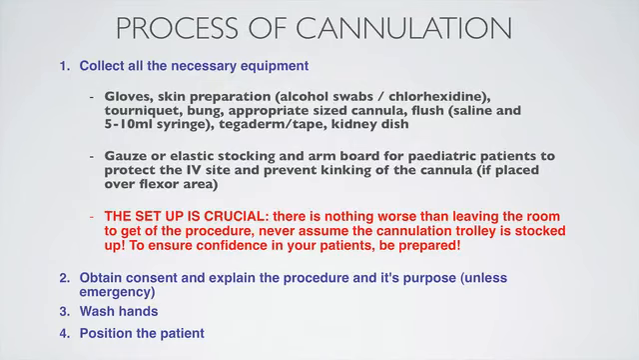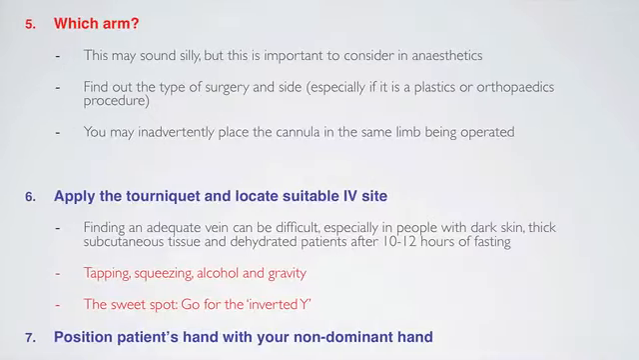The next step to consider is which arm needs to be cannulated. And this might sound silly, but it's important to consider, particularly in anaesthetics. Not so important to consider in general wards. But if you're in the operating theatre, find out the type of surgery and the side the surgery is being performed on, especially if it is a plastics or orthopedics procedure, because you may inadvertently place a cannula in the same limb being operated on.